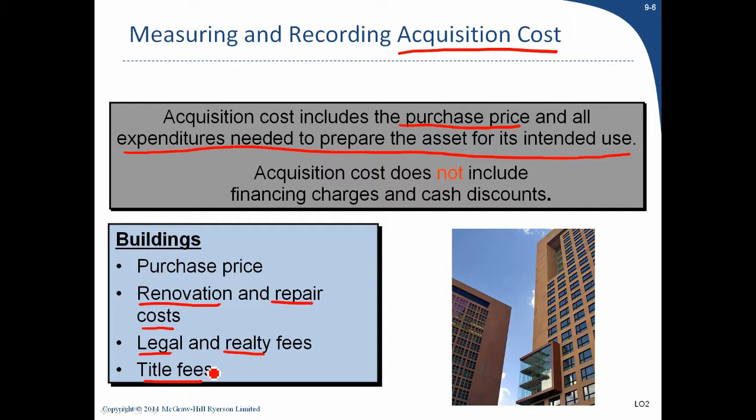You might think, well, why don't we debit the building here, the purchase price, debit the PP&E, and then for these, why don't we expense them? Because they look like expenses, right? Repair costs, legal costs, title fees. The accounting standards say all of these costs get grouped into the acquisition cost of the building.